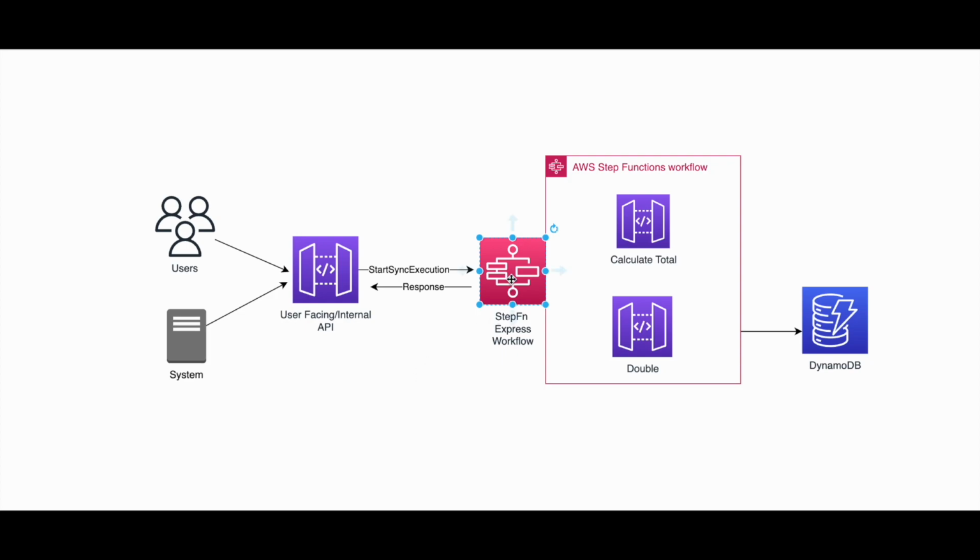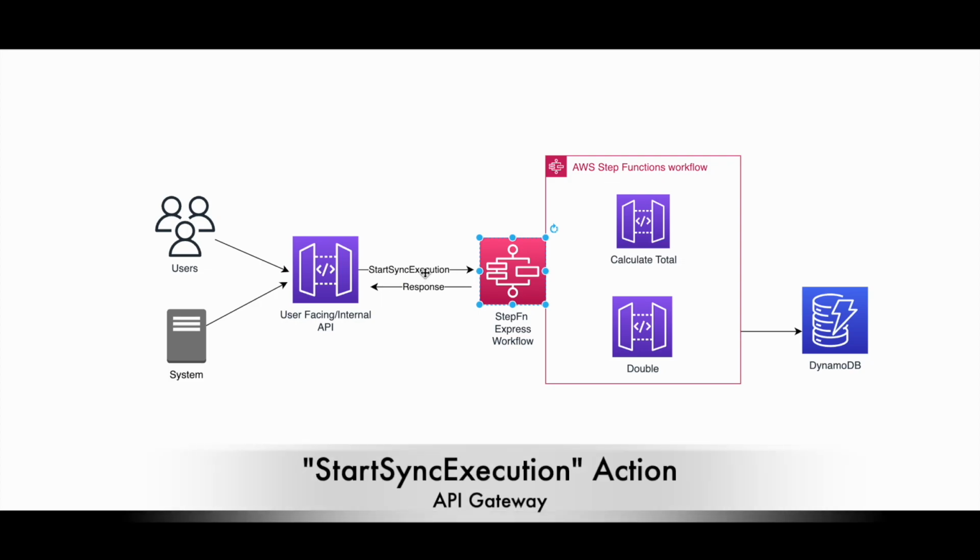Now for example, let's say that you have an express workflow, and in the express workflow, it's communicating with multiple APIs and doing some business processes. After that, there's a response that you want to return to the user, and you want to return it synchronously. So from API Gateway, once we receive the user's HTTP event, API Gateway will start the Step Functions express workflow execution, and we are going to use the StartSyncExecution action.